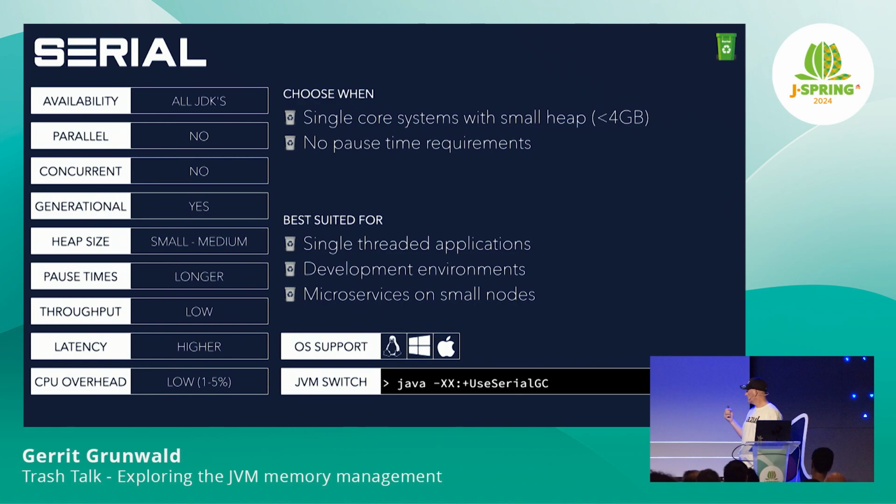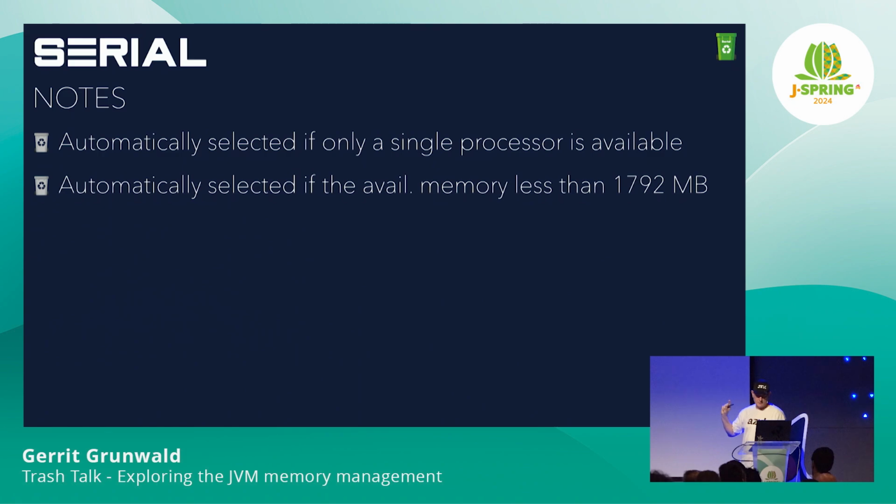So if you work, for example, with Docker containers, who's working with containers here? Yeah. Who's working with small containers on very small nodes? 1, 2, OK? If you do that, and your memory is below 1.8 gigabytes, and you only have one CPU, and you don't specify the garbage collector, you will get this one, right? So it's not G1. You have to keep that in mind.